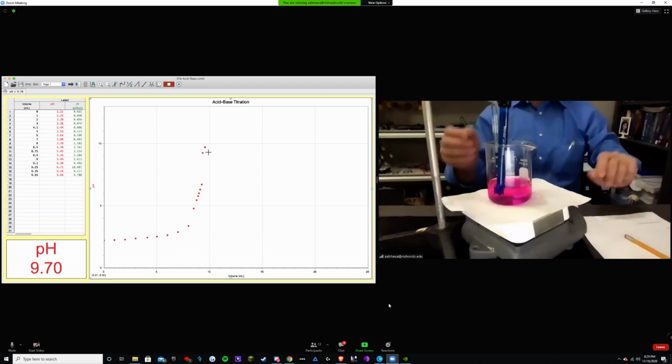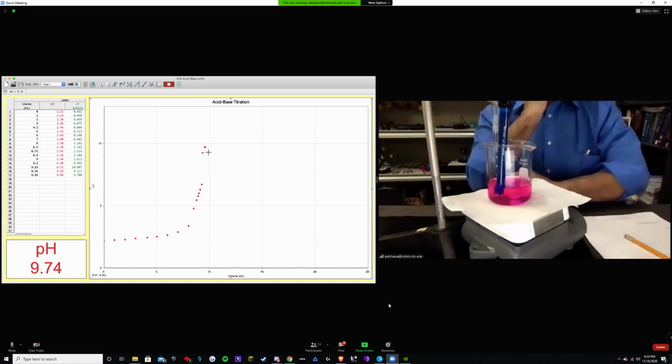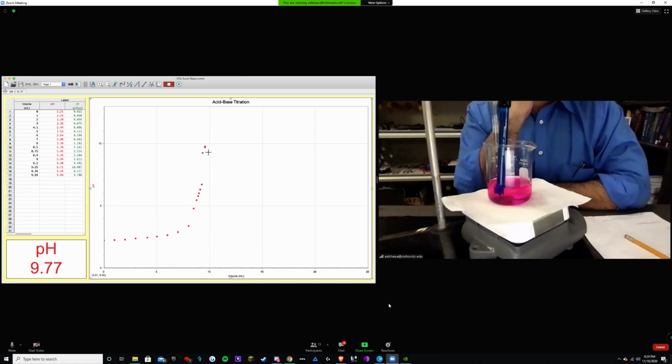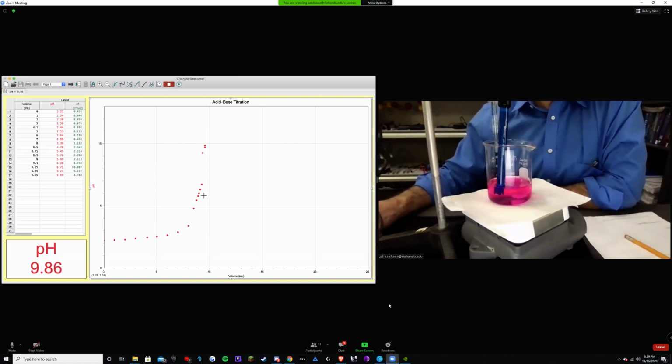All right, so I'm going to add maybe 3 more drops. 1, 2, 3. As I shy away from that jump, here's the jump, that sizable jump occurred already. So later additions will move the pH up slightly, but not drastically. I'll continue adding the sodium oxide until I see somewhere around 12, 12 and a half, and then I'll stop.